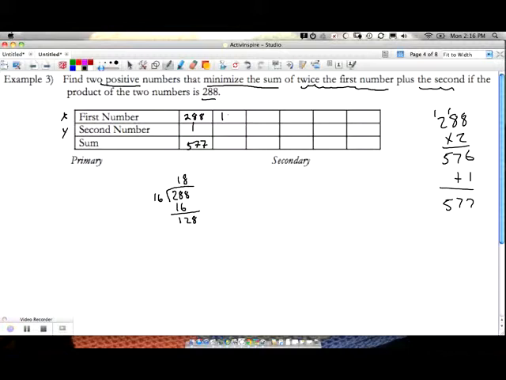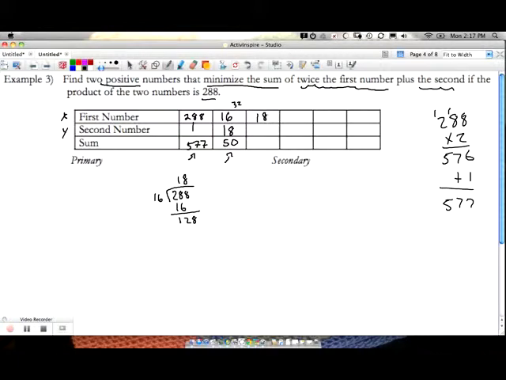So if we have 16 and 18, then what's 2 times the first number? That would be 32. Plus 18, that's going to be how much? 50. That's a lot smaller. Look at these two compared to each other.